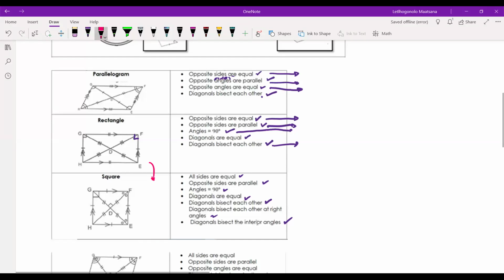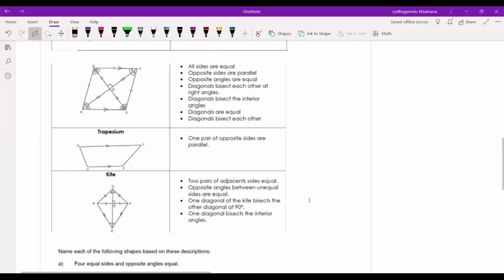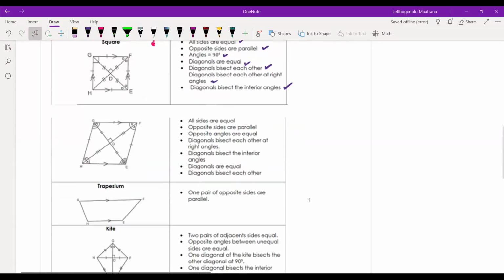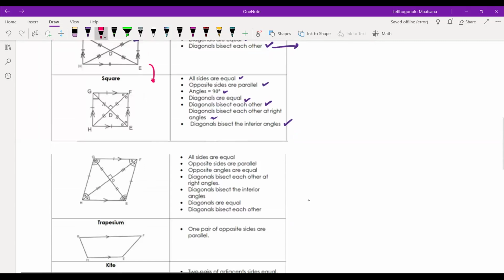Let's go on. We have here the rhombus, where all sides are equal, opposite sides are parallel to each other, opposite angles are equal, diagonals bisect each other at right angles, diagonals bisect the interior angles, diagonals are equal, and diagonals bisect each other. So we can see that the properties of the square are similar to the properties of your rhombus.